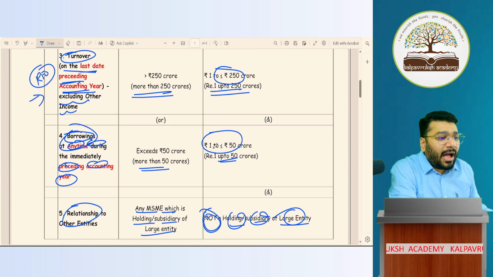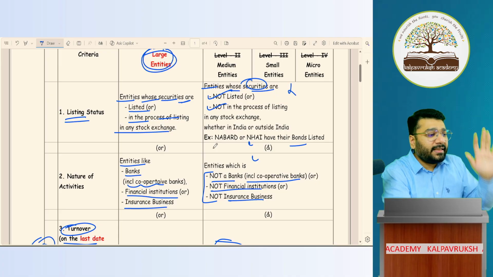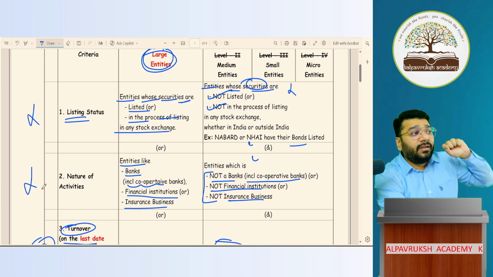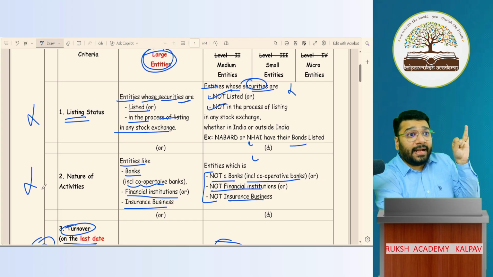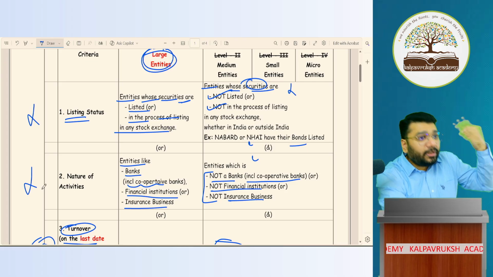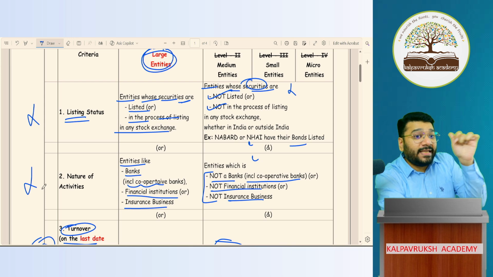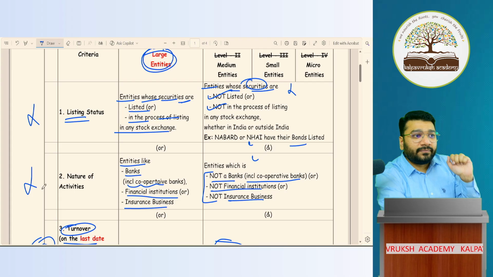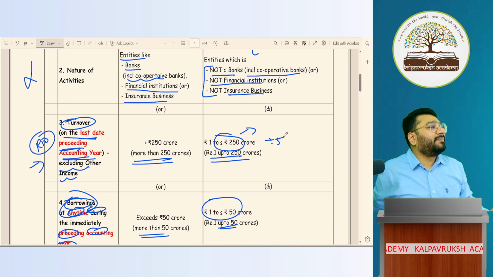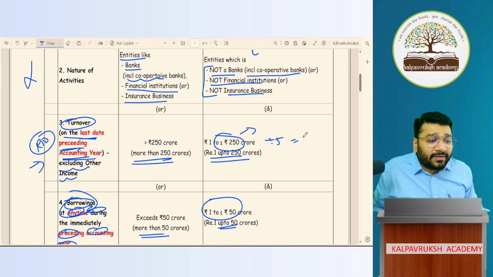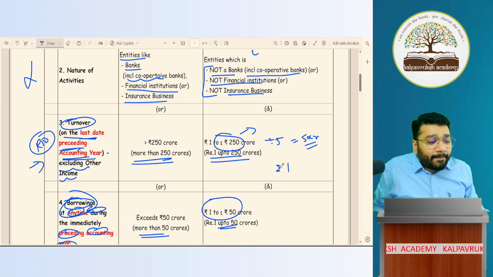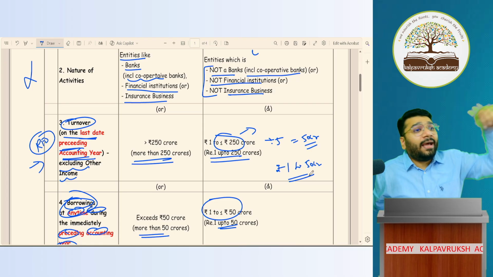Above, how many criteria are there? 5 criteria. In that, leave criteria 1 and criteria 2. What are the remaining 3 criteria? Turnover criteria, net worth criteria, and relationship criteria, the holding subsidiary relationship criteria. Correct? In the 3 criteria they have repeated it, but the amount changes. You know how they have derived the amount? Whatever the amount given under the turnover limit, divide by 5. So 250 divided by 5 is how much? 50 crore.